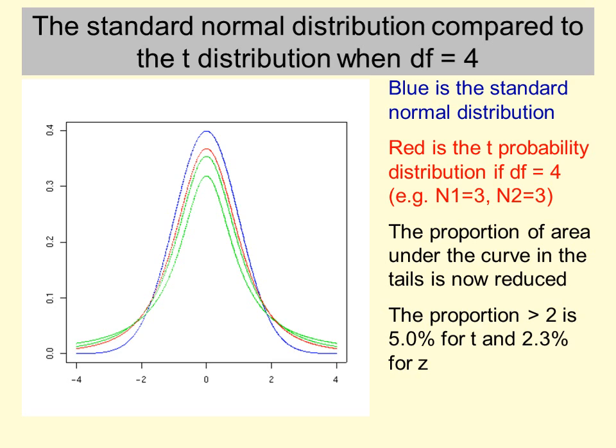Once you get past 30 degrees of freedom, the t distribution and the standard normal distribution are identical, and the z-test and the t-test are effectively the same. The proportion of area under the curve greater than a particular value of the statistic, such as 2, is the same.